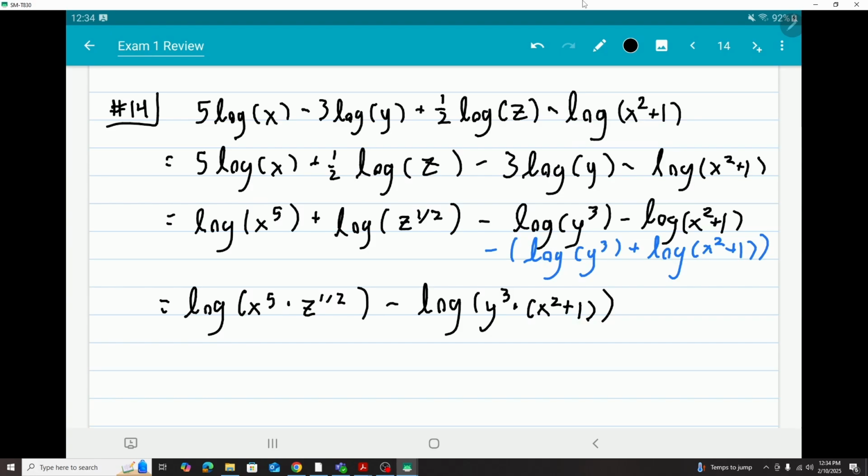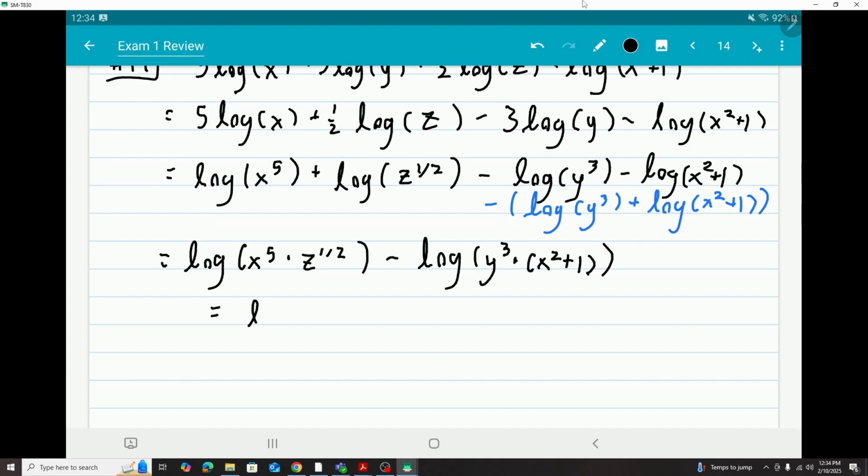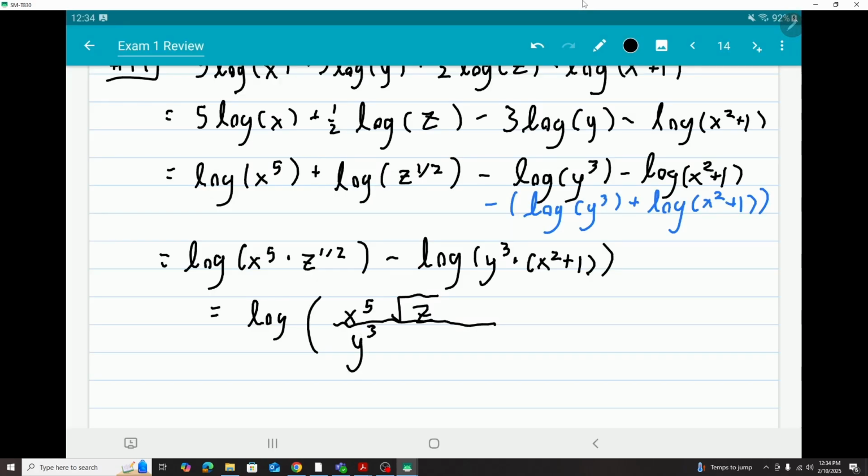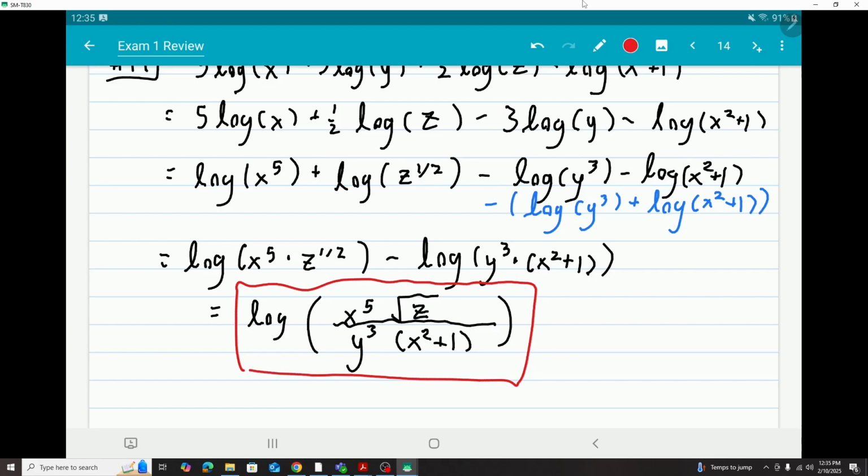And now I've got subtraction going on. So I can just call this log of x to the 5th. I'm gonna do a little bit of an exercise here, flex a muscle a little bit, make sure we're used to this. Instead of z to the 1/2, I'm gonna turn it into square root of z. And then divided by y cubed times x squared plus 1. Okay. And just to be clear, this is a z. And that is our final answer.